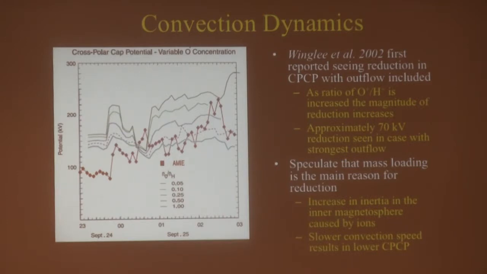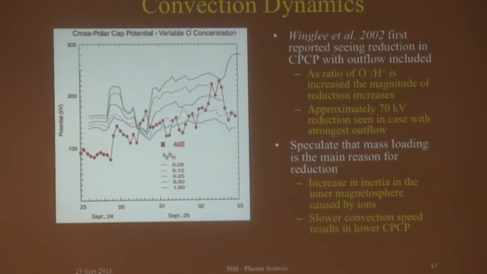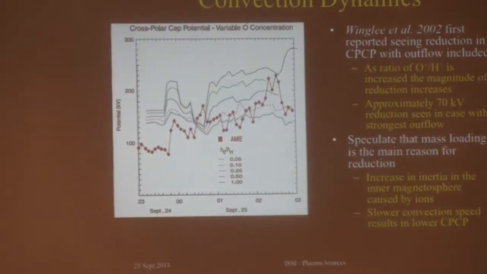This was actually first reported back in 2002 by Winglee et al. So the Winglee outflow method is basically a version of the passive outflow method that Dan Welling was talking about. What he does is he puts some density in his inner ghost cells, and then the pressure gradients and centrifugal forces just numerically pull that out. And a tunable parameter for it is the fraction of O+ to H+ in those ghost cells. So as you tune up that fraction in the ghost cells, you end up populating the model with more O+.